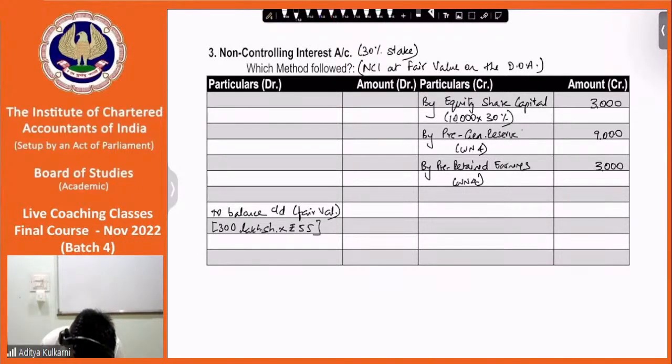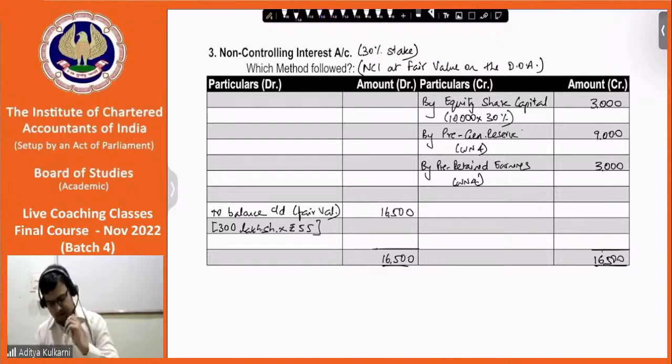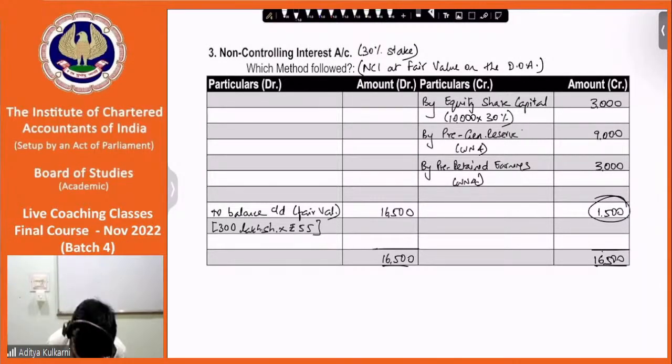$16,500. Can I now balance it? Yes, now you can balance this. 16,500. 16,500. So 3,369.15. So I get a balancing figure of 1,500. What is this balancing figure? This is also goodwill, which is attributable to the NCI.